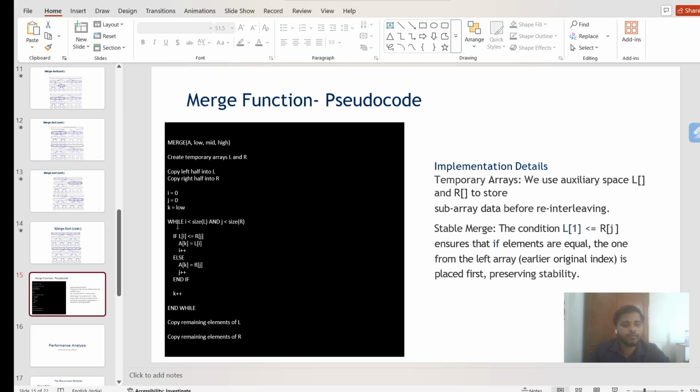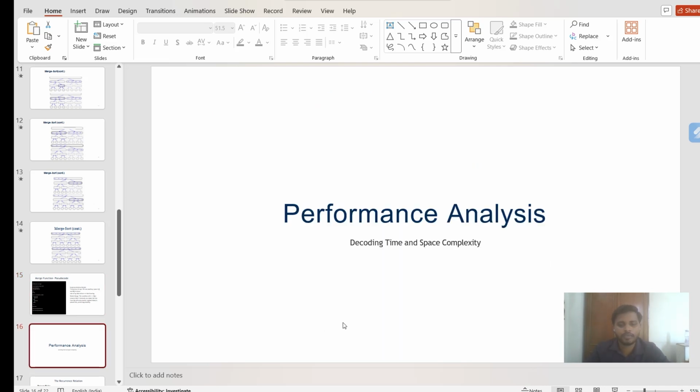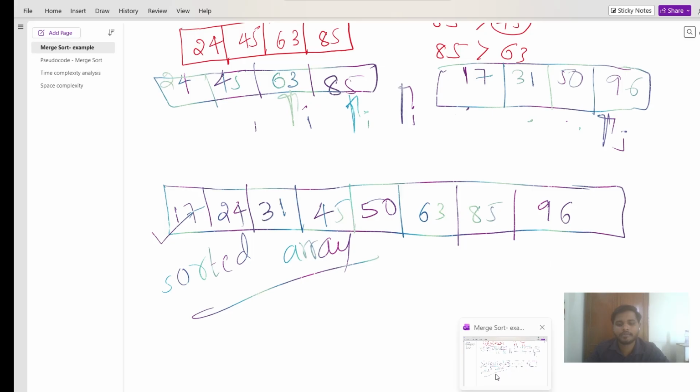And finally, after we come out of the while loop, we are going to copy the remaining elements of L and R if any remaining left out elements are there. Now let us see the performance analysis.